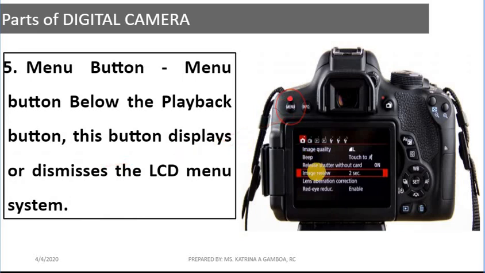And syempre, menu button. Dito nyo makita yung pinaka-settings. Okay, for example, ginawa mo aperture priority doon. Dito mo makita yan. So, yung mga image quality mo, yan. So, the menu button below the playback button. This button displays or dismisses the LCD menu system. Dito mo nakikita yung kung ano ang pinipindot mong settings. Yan.